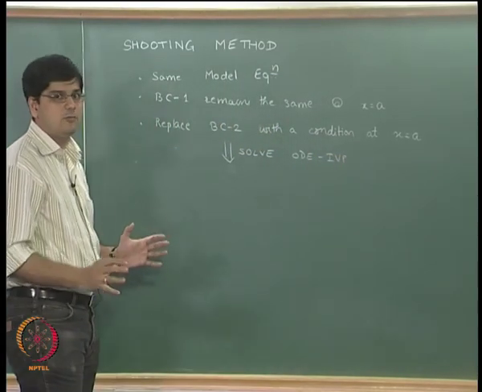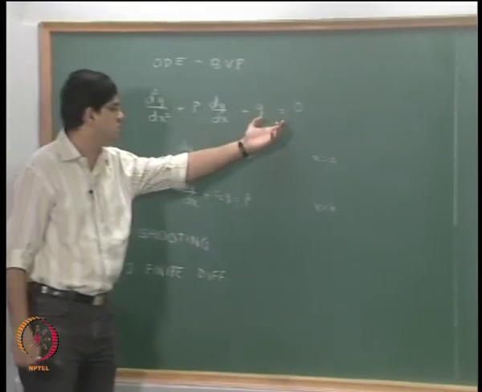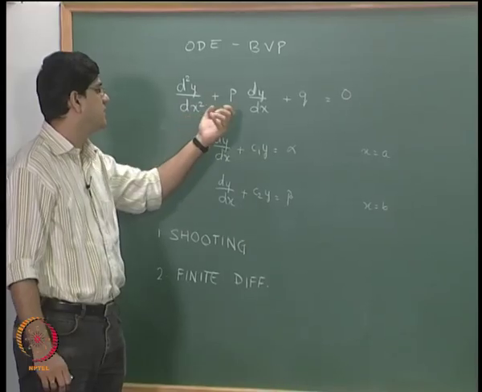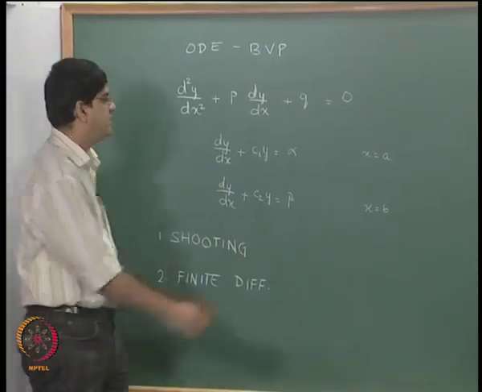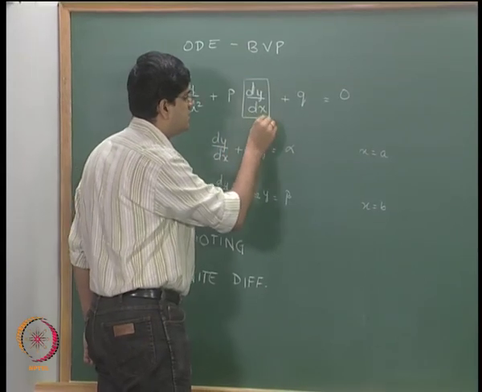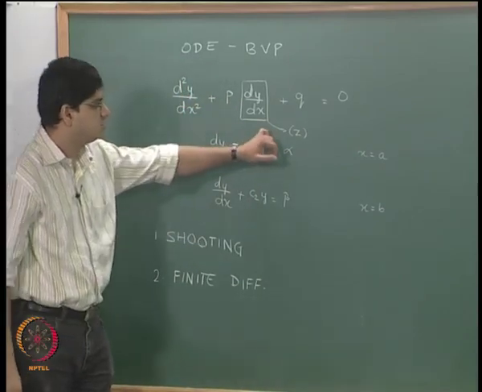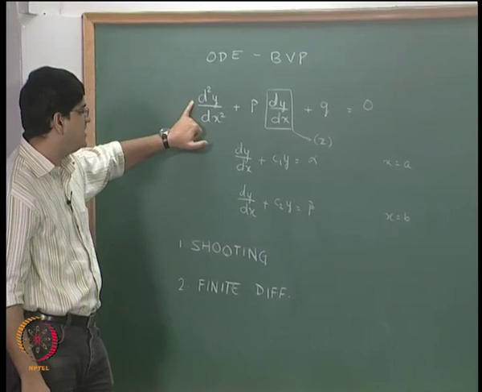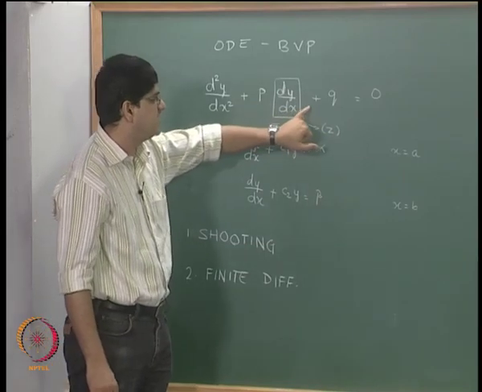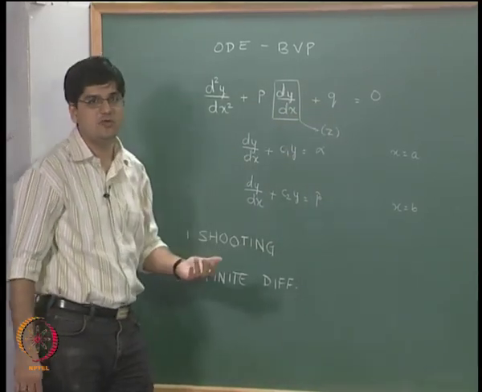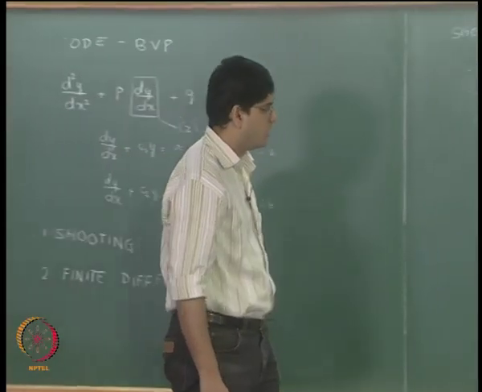Okay, and how we will go about solving the ODE IVP is, let us go back and look at this particular equation. We had d square y by dx squared plus p dy by dx plus q equal to 0. We will define another variable z equal to dy by dx. So, dy by dx we will call as another variable z. With this definition, dz by dx plus p multiplied by z plus q equal to 0 becomes one ODE, and dy by dx equal to z becomes our second ODE.